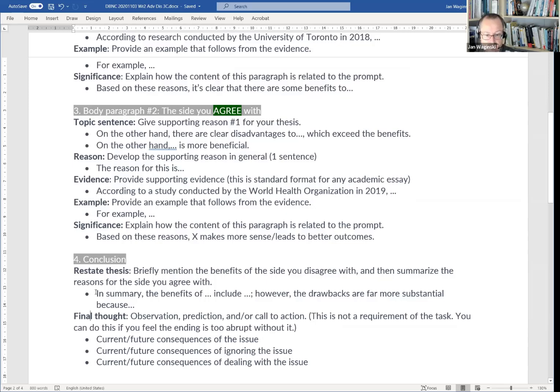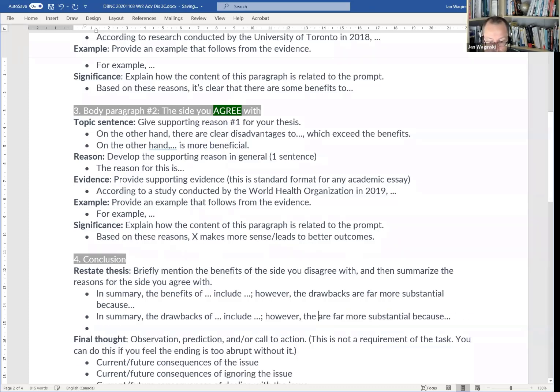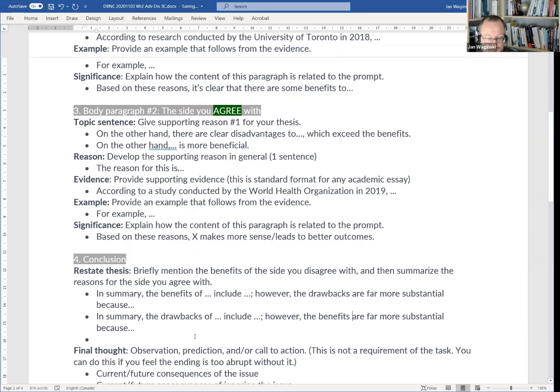So I would just do this. In summary, the benefits of this, the side you don't like, include, however, the drawbacks are far more substantial. This is clearly your position because, and then you very briefly summarize the reasons. Okay, of course you can flip this around. You can say in summary, the drawbacks of however, the benefits are far more substantial because, and then you say why.